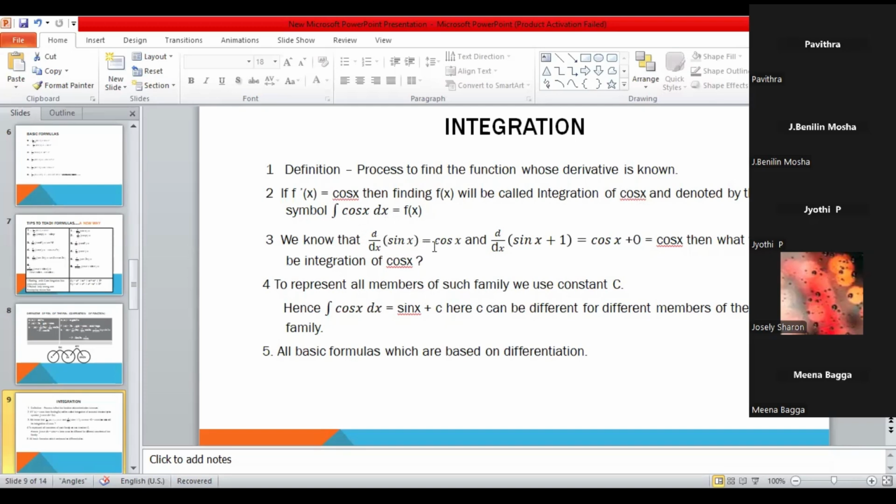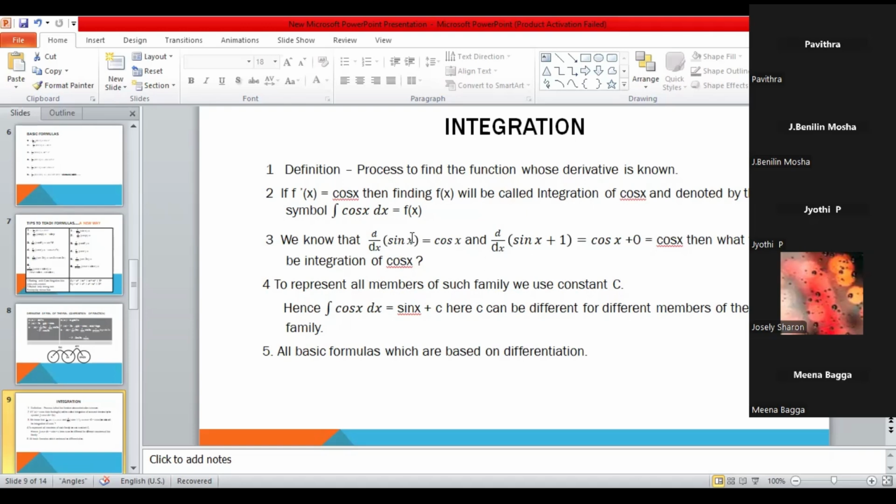We know that dy by dx of sin x is cos x. Therefore, dy by dx of... अभी यहाँ देखिए थर्ड पॉइंट में हमने दो अलग अलग फंक्शंस ले रखे हैं, एक sin x एंड अनदर sin x plus 1. दोनों के डिफरेंशिएशन cos x है. Then what will be the integration of cos x? Whether sin x or sin x plus 1.